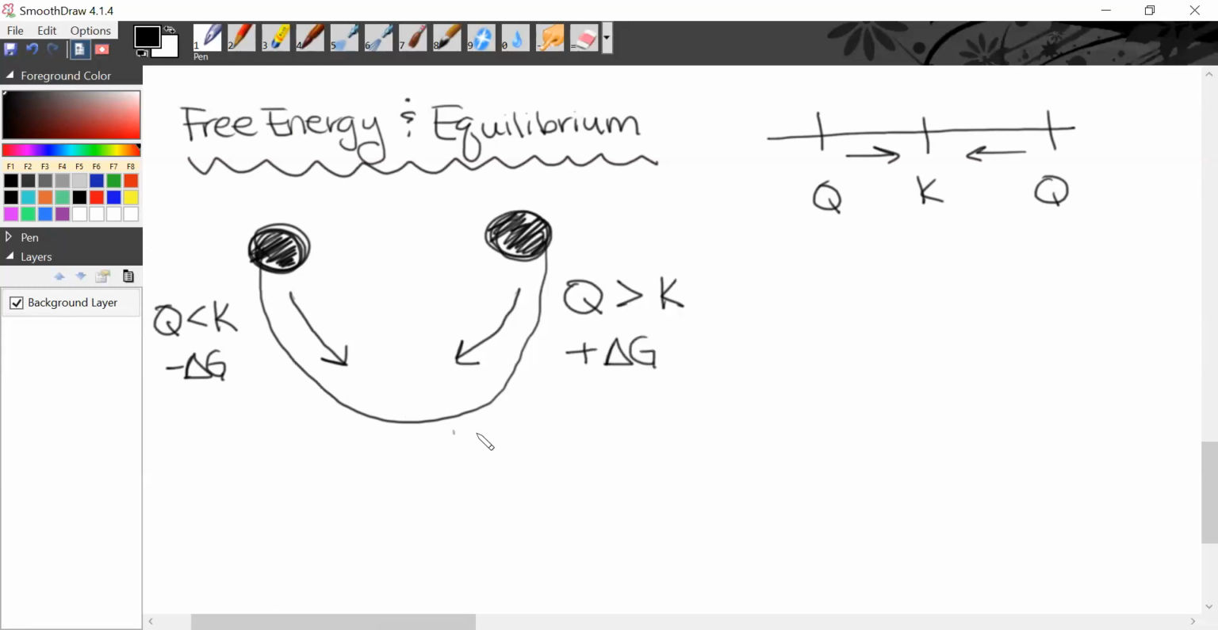Okay. Now, what if the ball is sitting at the bottom of the valley? Can it do any work? Or has it done all its work? It's done all of its work, right? If the ball is sitting down at the bottom of the valley, you're at equilibrium. Your Q is equal to your K value, right? Your delta G, there's no energy left. There's no work left to be done. There's no free energy available.